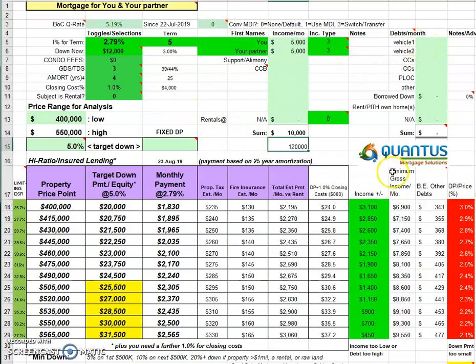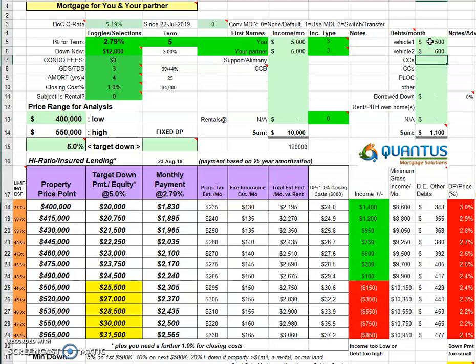We then start looking at debt, and as you can see it's all green here, but watch down here as I start punching in debts. So let's say this person has one vehicle payment at $500 and another vehicle payment at $600 per month. You can see down here that the amount of home that they can qualify is now $490. It's going to reduce further when we give them some credit card debt.